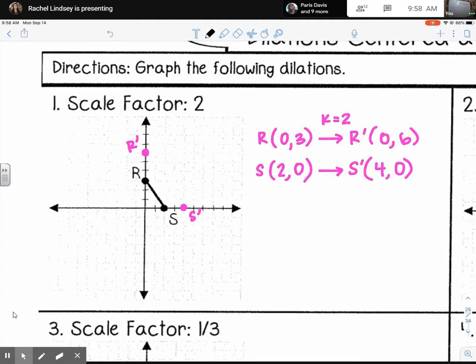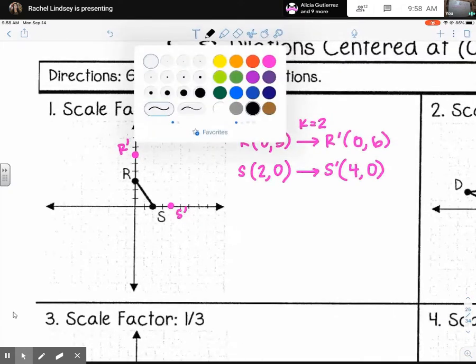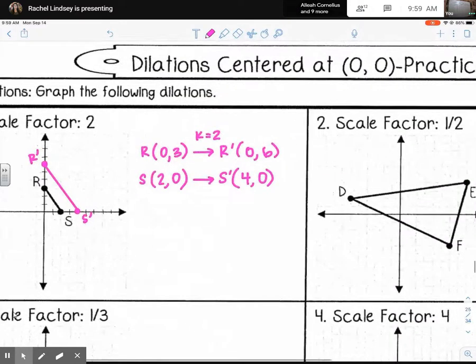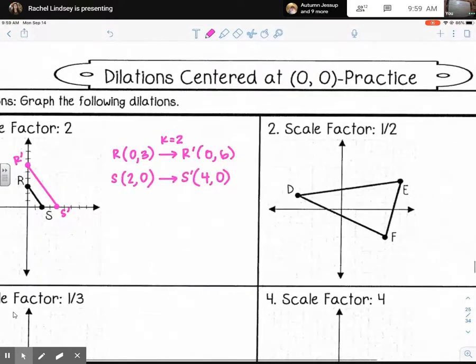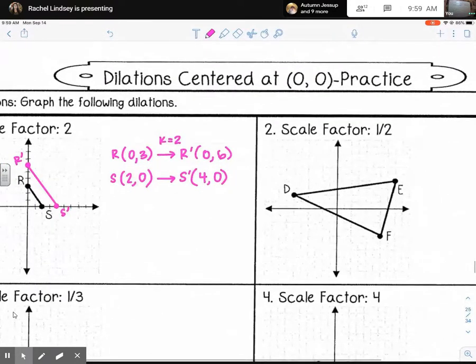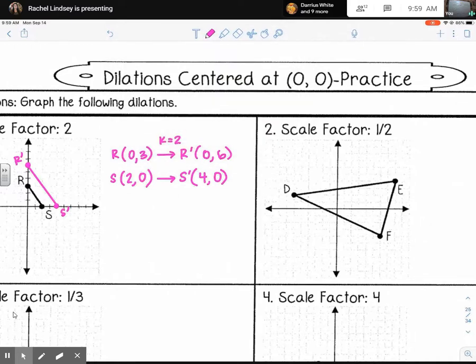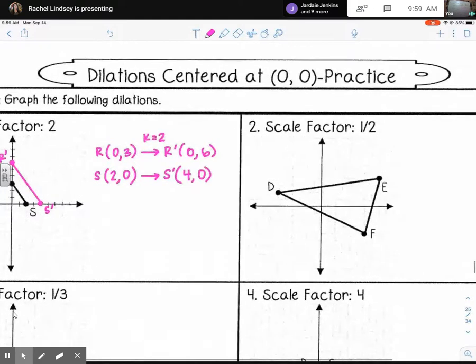Okay? So then we will connect those dots, and we will have our new line. Okay, number 2 is dilating by a scale factor of 1/2. So we're going to multiply all of our coordinates by 1/2. First, we have to find those coordinates.